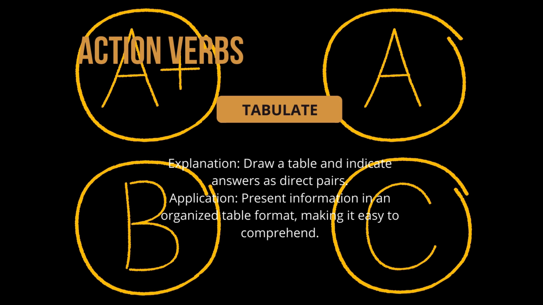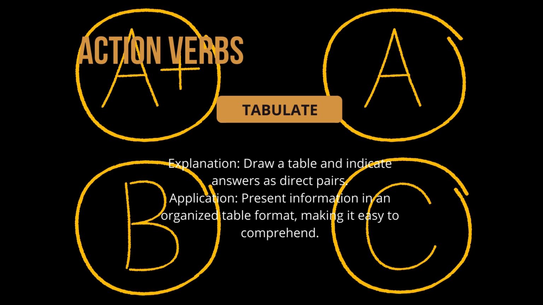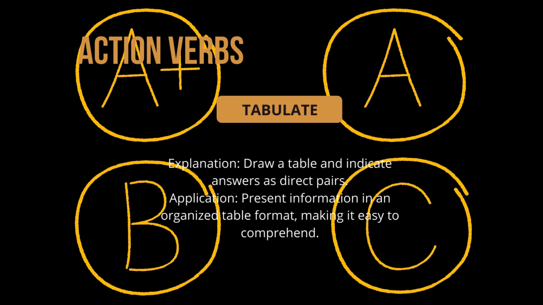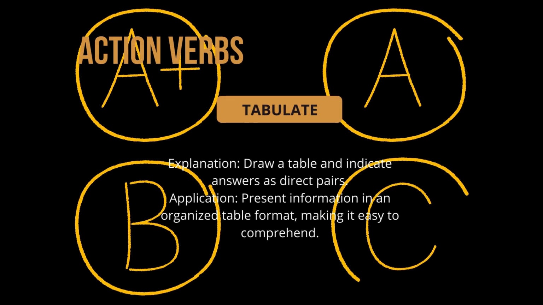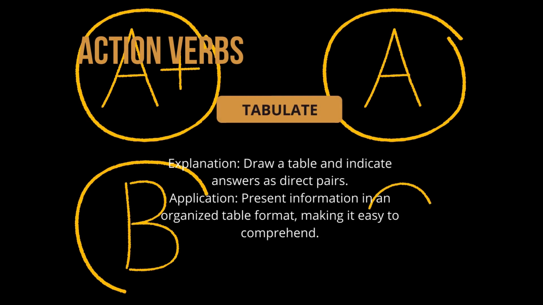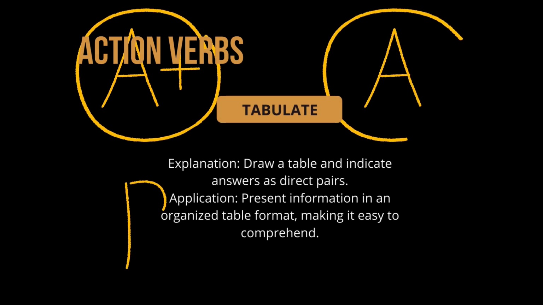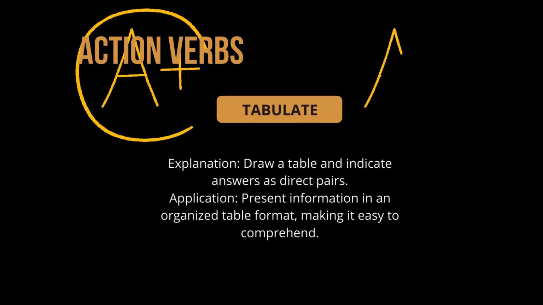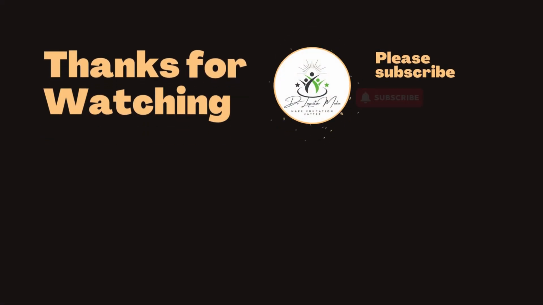Then we've got tabulate, right? So if you are asked to tabulate, let's say tabulate the differences between an animal cell and a plant cell, right? So you actually draw a table. You indicate the answers as direct pairs, right? So it's very important to present this information in an organized table, in a good format, man, that will make it easy to understand, and in most cases, tables actually have marks. Giving a title to the heading has marks. There are certain things that the examiner looks for. So obviously, your teacher will tell you or have told you. So you need to actually be on par when it comes to this, right?